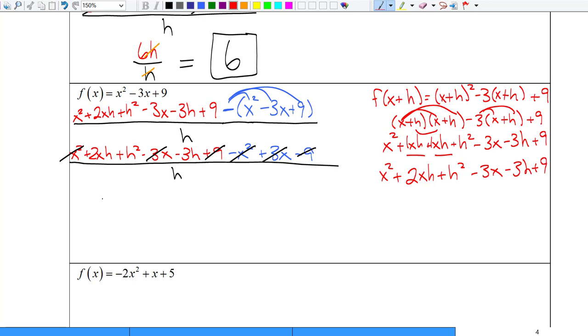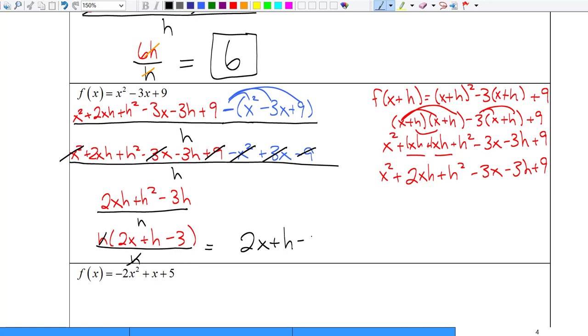The only thing left I have is red terms, and all of the red terms that I have left should have an h in them. And they do. Each one of those has an h in them. In order to divide those out, I'm going to factor an h out of the numerator. So every term I'm going to take an h out. Now that I've factored that, the h and the h can divide out, and my answer is 2x plus h minus 3. Notice our first problem ended in a constant, and this problem didn't end in a constant. It had x's and h's and constant. It had lots of things. So that was fun. Let's do that again one more time.